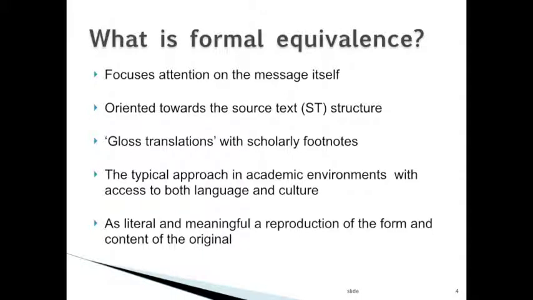Formal equivalence is where attention is focused on the message itself, and the translation is strongly oriented towards the structure and lexis of the source text. Academia is really suited to this form of translation, and often it yields what is known as a gloss translation, accompanied by scholarly footnotes. It is suited to academic translational environments because of the requirement for understanding of both the original source and the culture and history attached to it. The objectives of formal equivalence are to deliver as close a representation of the form and the content of the original as possible.